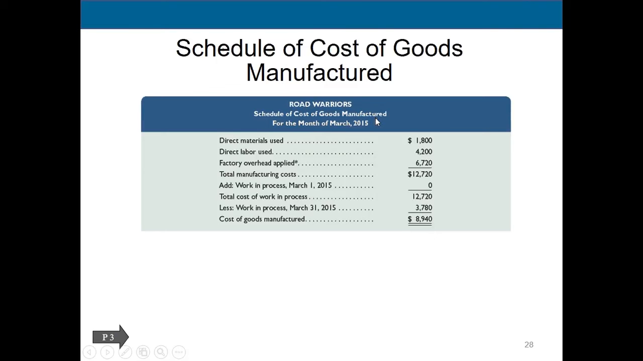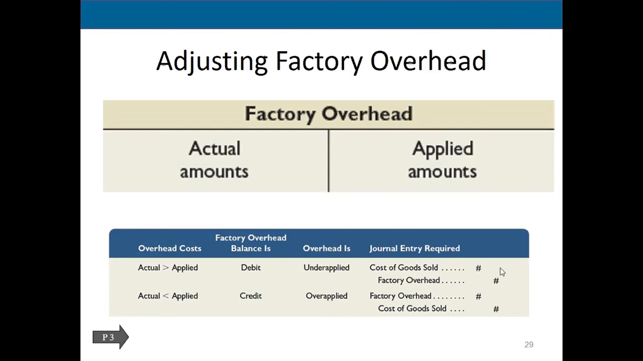Remember how we do this? It was from the previous chapter. I told you this formula is important. We're going to use it all the time. We always take our beginning, right? Here's our beginning. It happened to be 0, right? We add in whatever we did, whether it was purchased or cost of goods manufactured, right? So there's our beginning. We add in our production for the month, take away our ending work in process, and it tells us what our total cost of goods manufactured is, that $8,940.